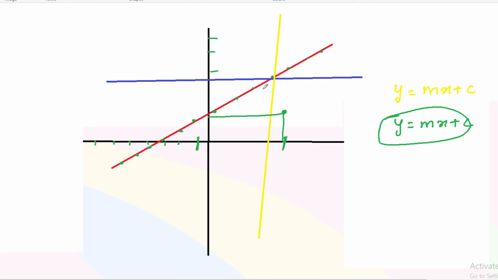So in order to make an equation of this line, we need this y and x, and with that we need two more pieces of information, that is m and c. What is meant by m? m is the gradient. Gradient tells us the slope of the line. We'll see with an example.